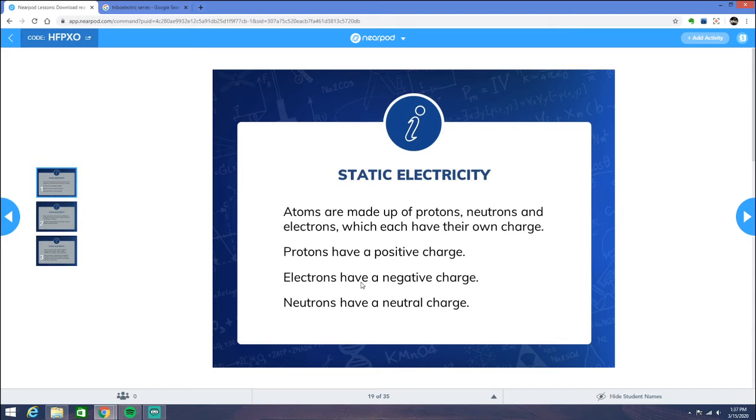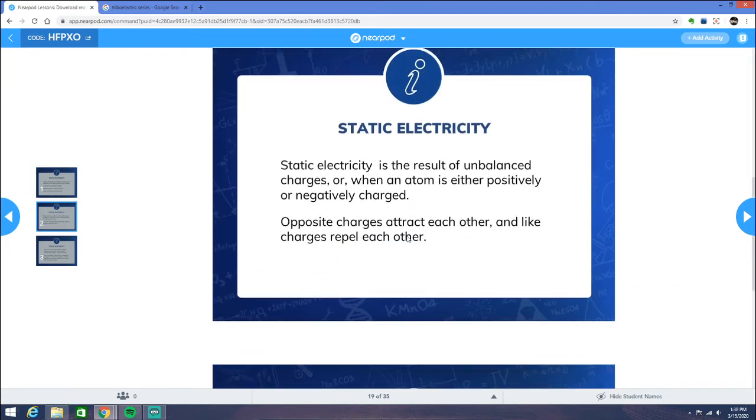So when we ask the question, what moves in an atom, the answer should be electrons. How can I make something more negative or more positive? There's got to be a transfer of electrons. So that's the biggest thing. Static electricity is just a result of an unbalanced charge, whether the atom is positively or negatively charged. Again, those electrons are being moved to make something either positive or negative. And this is what we talked about here. Opposites attract, like charges repel.